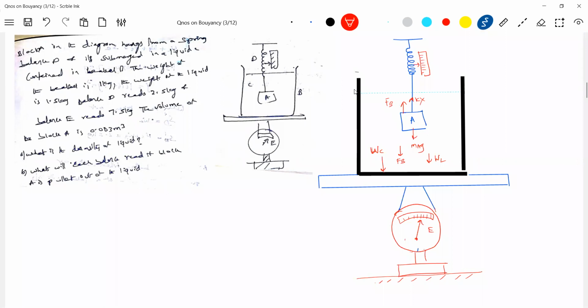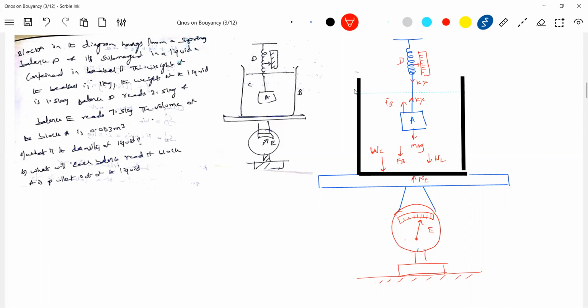Okay, this is next. We'll show it here. This is the reading of this. So here, the spring force is what will act here, and that's the reading of the spring balance. So this is D.